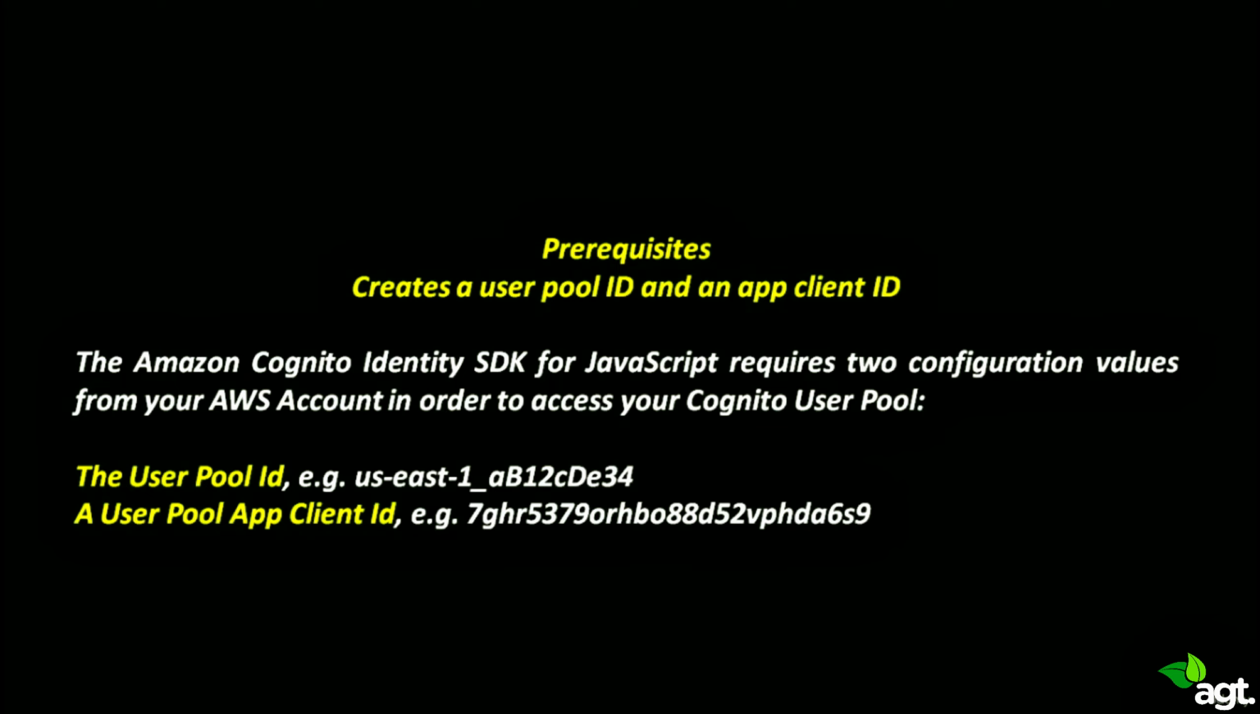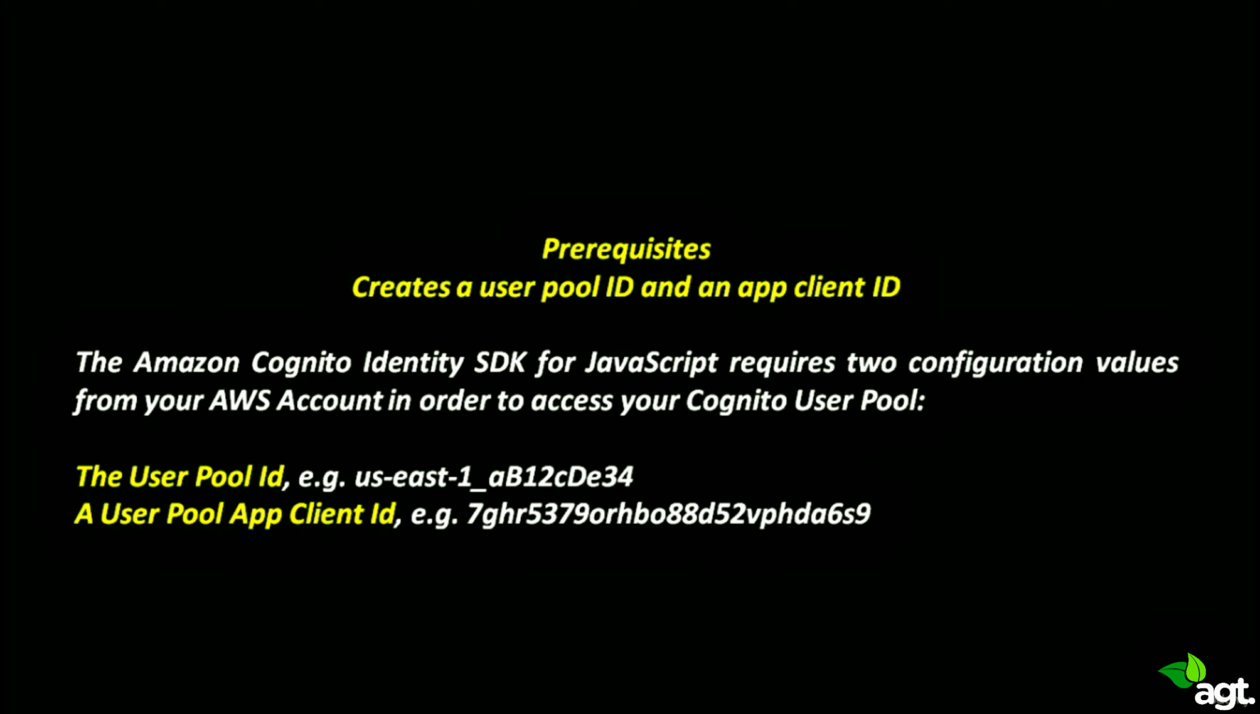So what are the prerequisites we need? Number one is to create a user pool ID and an application client ID. The Amazon Cognito Identity SDK for JavaScript requires two configuration values from your AWS account in order to access your Cognito user pool.